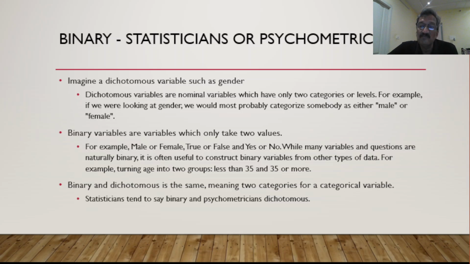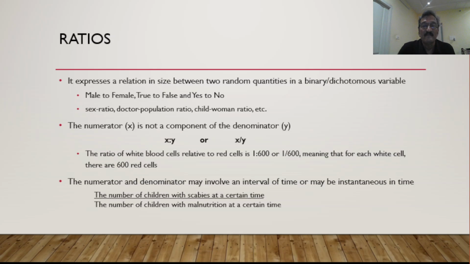Binary and dichotomous mean the same, but it matters whether you're a statistician, who will say that it's a binary variable, and if you're a psychometrician, you will call it a dichotomous variable. It matters to that extent only. And from this variable in your data set, what you can do is create ratios. What are ratios? Ratios are the first tool of measurement we're going to talk about.